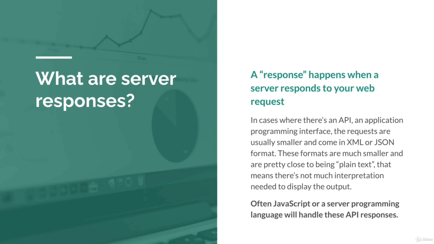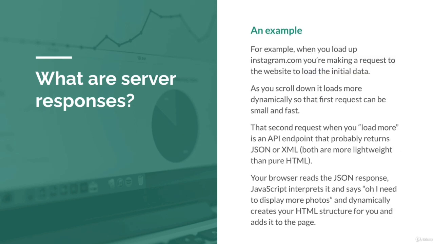Or your server even could deal with this a lot faster and then render HTML, CSS, JavaScript, whatever it needs to do. Now, often, JavaScript or a server programming language like Python is going to handle these API responses. Again, if you don't know too much about APIs, if you're brand new to web development, don't worry about this part right now. So as an example, when you load up Instagram.com, you're making a request to the website to load the initial data. As you scroll down, it loads more and more images dynamically, so that the first request can always be small and fast.